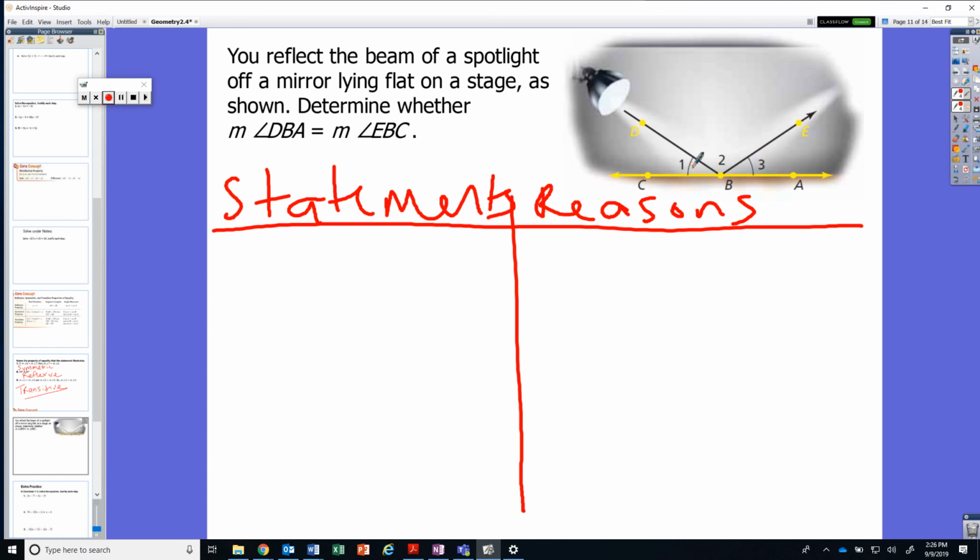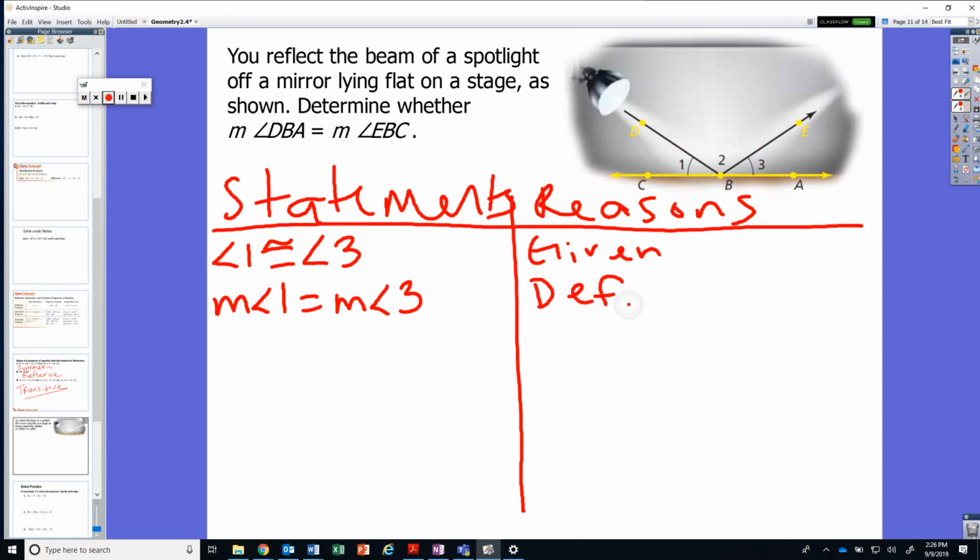So let's see what we are given right off the bat. We are given that angle 1 is congruent to angle 3. So that's information that we know. We're always going to start with what is given to us. All right, then you want to ask yourself, what does it actually mean for 1 to be congruent to 3? The fact that those two angles are congruent means that their measures are the same. So the measure of angle 1 equals the measure of angle 3. And why do we know that? Because we know the definition of congruent angles. That's what allows me to say that they are equal to one another.